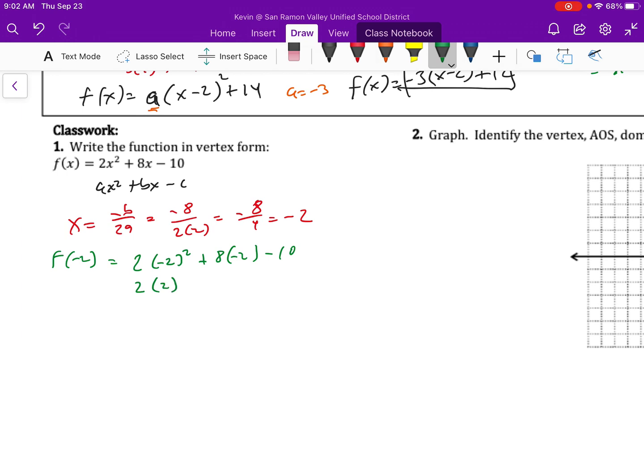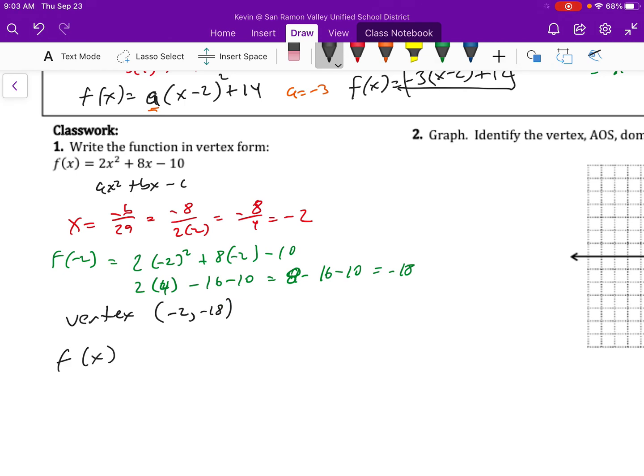2 times 4, oops, this is 4 right here, so this is 8, minus 16 minus 10 equals negative 18. Now we have our vertex, which is negative 2, negative 18.